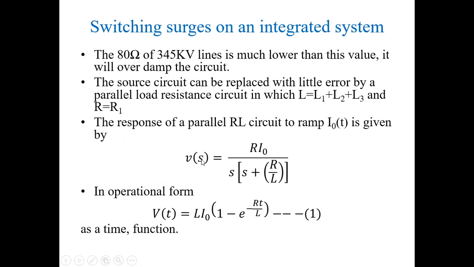From this, we can calculate the response of this parallel RL circuit with a ramp input of I of t, which is given by V of s equals R I naught divided by s into (s plus R by L). From this, we can take the inverse Laplace transform. If we calculate in the time domain, we get V of t equals L I naught into (1 minus e power minus R by L t). This is the value of voltage for the parallel RL circuit.